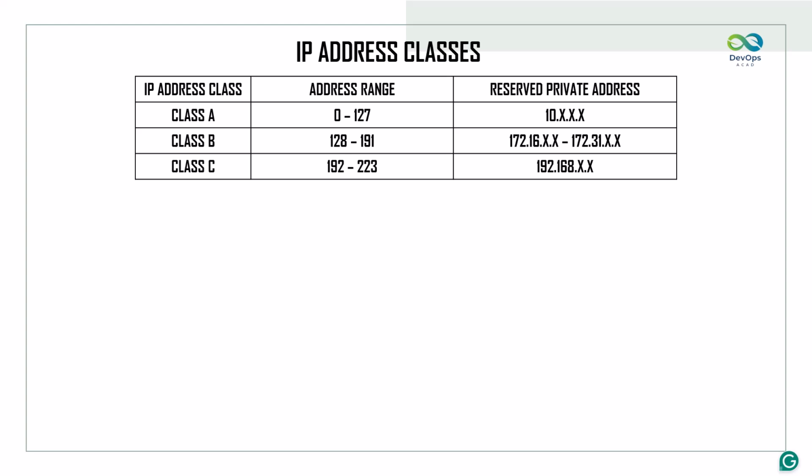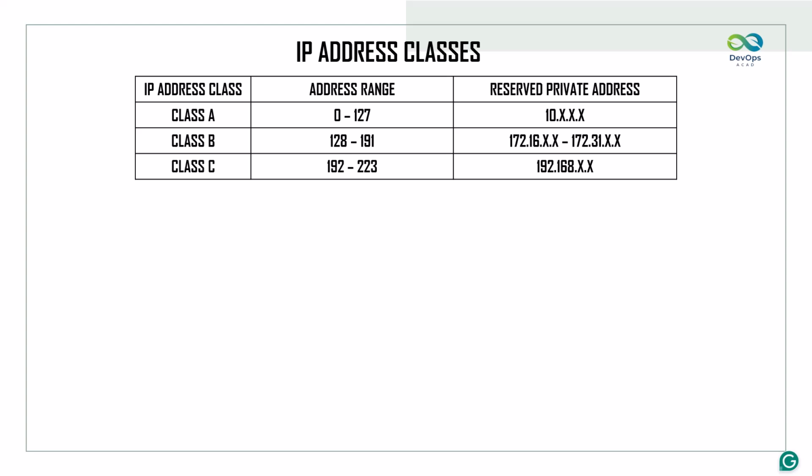Class C is basically just starting off from where class B stopped. Class B stopped at 191. So if I see an IP address that is 191 dot something, I know that that is still a class B address. But if I see an IP address that starts from 192, definitely I know that that is a class C IP address.